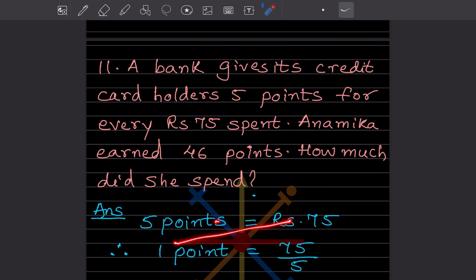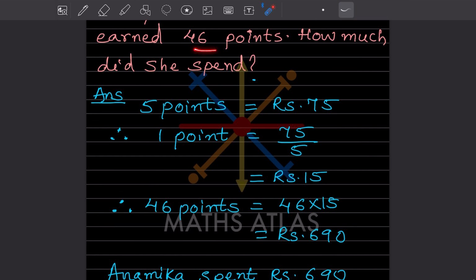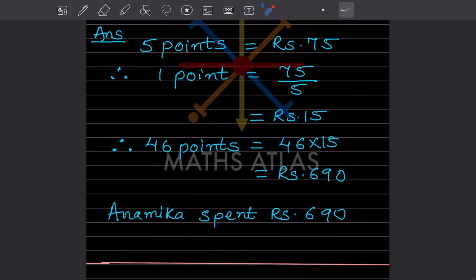1 point again, we are going to cross multiply. So 1 into 75 is 75 and this is going to get divided, so it is going to be rupees 15. So we want for 46 points. It is asked for 46 points. So 46 points, what are you going to do? You are going to multiply by 15. 1 point is 15, so 46 points is going to be 46 into 15. That is 690. So Anamika spent 690 rupees.